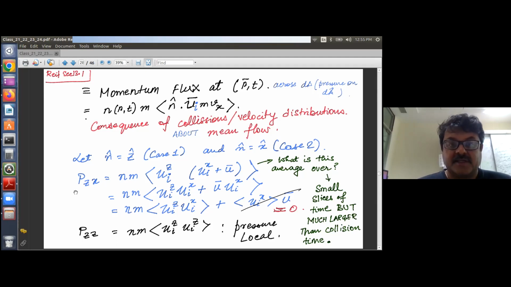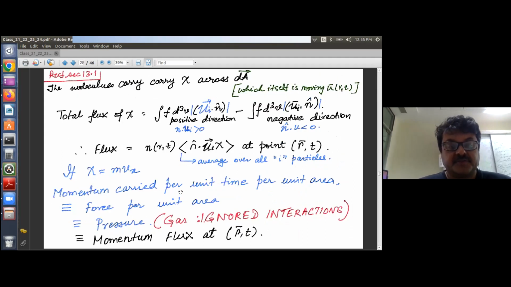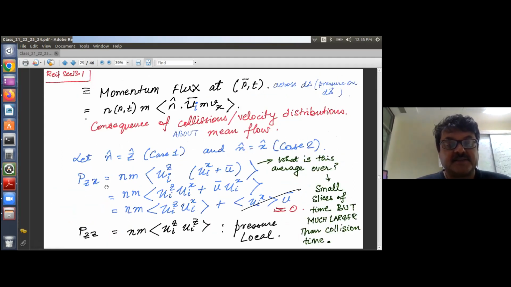right? So as gas particles are moving in this direction, they have some x component of the velocity, and hence they are crossing this area A, right? But the question is how much momentum in the z direction is being transported as a consequence of a particle going from this point in space to this point in space, u_i dt, right? That's what we are calculating, and that is essentially n m u_iz, right?